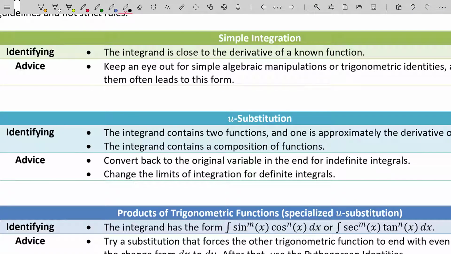The advice here is really important. Convert back to the original variable in the end if you're working with an indefinite integral. And very, very important, if you have a definite integral and you use a u substitution, be sure to change the limits of integration. That's critical. People often forget that, and that's like a rookie move, so don't do it.